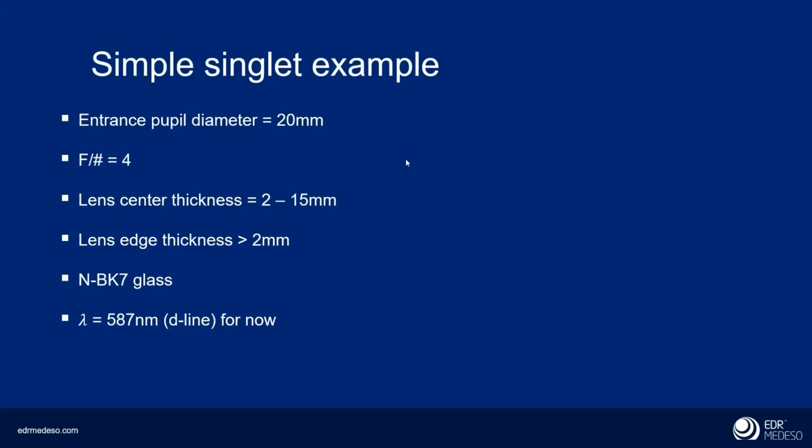So I'm going to do the most simple case, which is a single lens defined by 2 surfaces. And these are some example specs. We want an entrance pupil diameter of 20 millimeters. We also want an F number of 4 and the center thickness of the lens to be between 2 to 15 millimeters. And the edge thickness must be larger than 2 millimeters. We'll use NBK7 glass from the SCHOTT catalog, and we'll use a single wavelength. So here we take the spectral line at 587 nanometers. Let's also assume the object is located at infinity. So we have collimated rays entering the system, and I'll assume we have one field incident at 0 degrees with respect to the optical axis. So let's go on to Optics Studio.